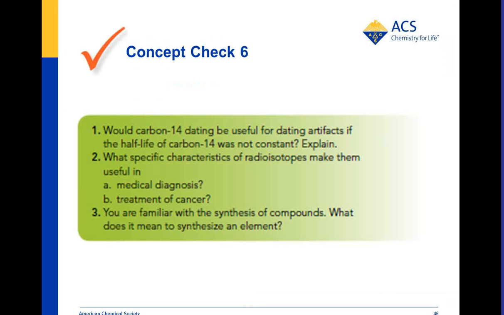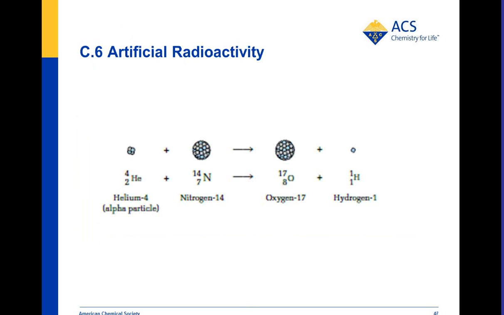Okay, next. Here's a concept check again. And again, this third question leads you to synthesis, which is the next section that they're going to look at in C6. And here we are at artificial radioactivity, where we have the helium nucleus bombarding nitrogen to produce oxygen and the byproduct of hydrogen.